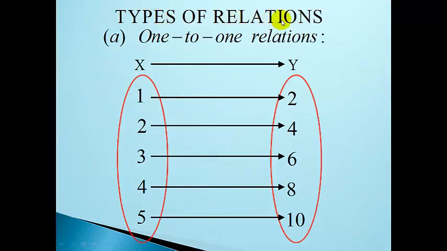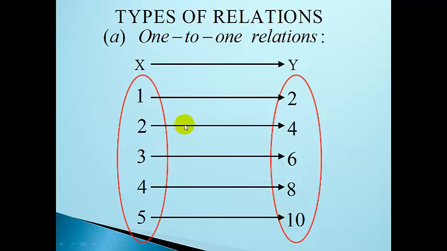Now, types of relation. The first type of relation is one-to-one relation. Now, when we look at the diagram, there is a relation between X and Y, because 1 in X is related to 2 in Y. 2 in X is related to 4 in Y. 3 in X is related to 6 in Y. 4 in X is related to 8 in Y. And 5 in X is related to 10 in Y. So there is a relation between X and Y.